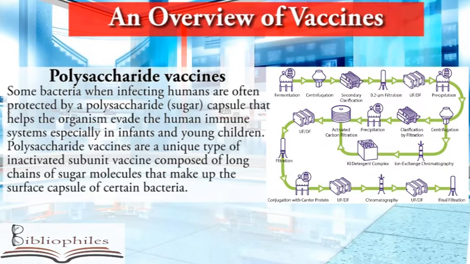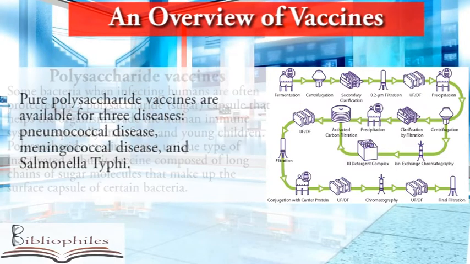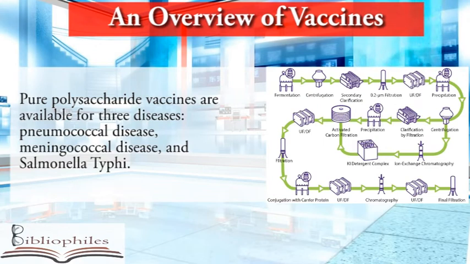See, some bacteria when infecting humans are often protected by a polysaccharide capsule, that is the sugar capsule, that helps the organisms to evade the human immune system, especially in infants and young children. And polysaccharide vaccines are a unique type of inactivated subunit vaccines composed of long chains of sugar molecules that make up the surface capsule of certain bacteria. Polysaccharide vaccines create a response against the molecules of the pathogen's capsule. Presently, pure polysaccharide vaccines are available for 3 diseases, that is pneumococcal disease, meningococcal disease, and Salmonella typhi.